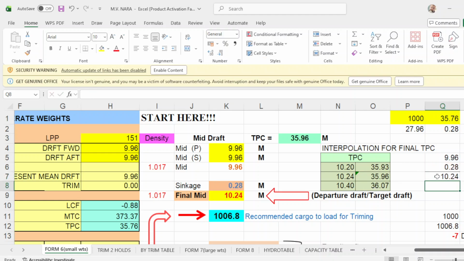This will be your final departure. So approximately when you load this one, with this 10.24, you place it here. 10.24. And your final recommended cargo per loading for trimming is 1006.8 instead of 1000. Assuming this is recommended, we will follow this one.